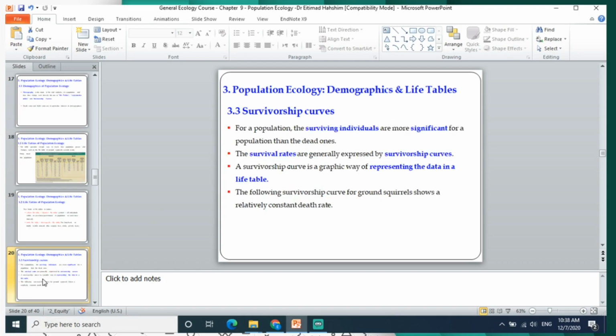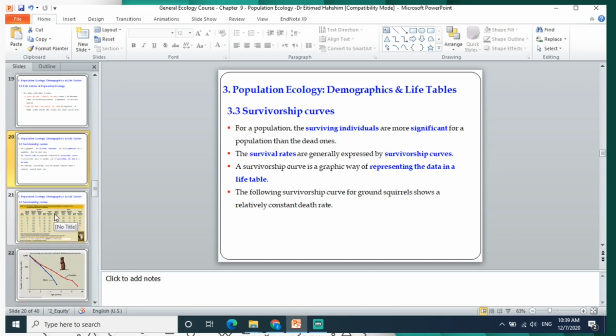Also, another representation can be by curves. We call it survivorship curves. The survivorship curves for a population are more significant for the survivors than for the dead ones. The survival rates are generally expressed by survivorship curves, according to the name. So this curve is a way of representing data in a life table. And we have the following example for it.